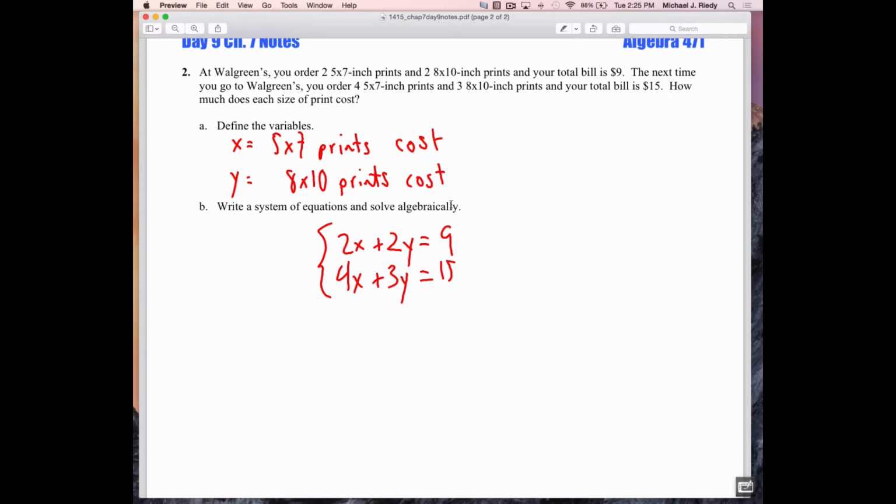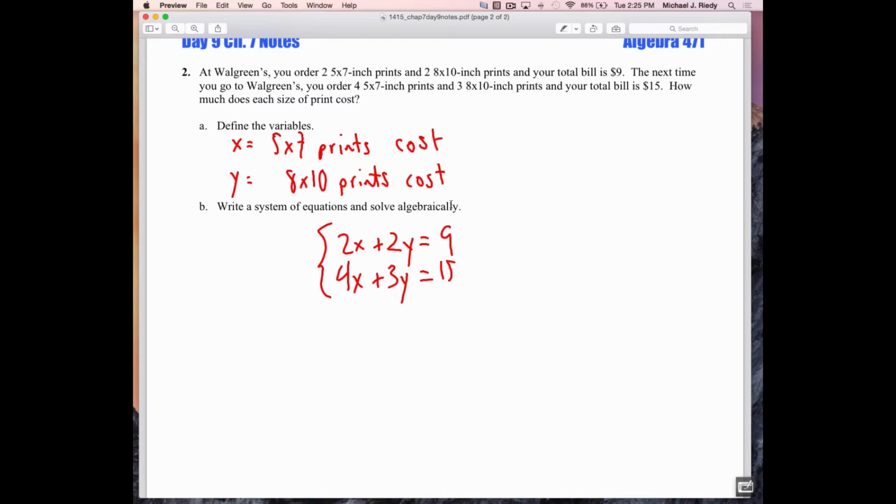Are we good? The last problem had two equations. One was a total number, the other one was a cost. This one is two costs. Yes, Jordan? Why would you do the second one like that? Because there's two different sets: two different visits to Walgreens, spending two different amounts of money.